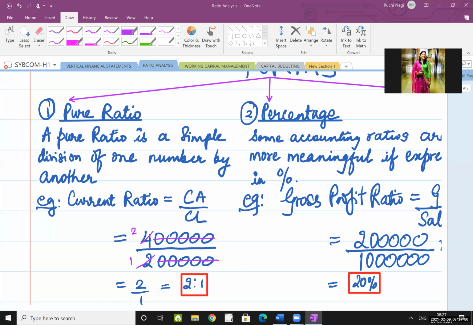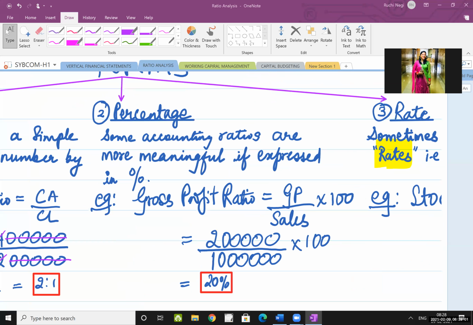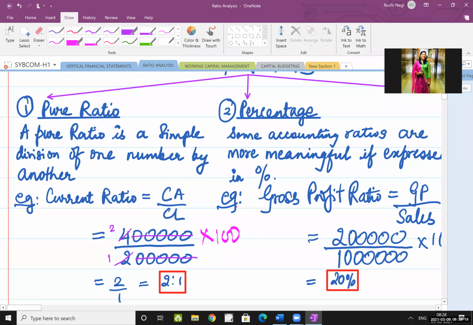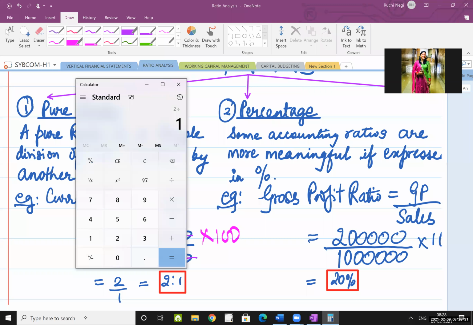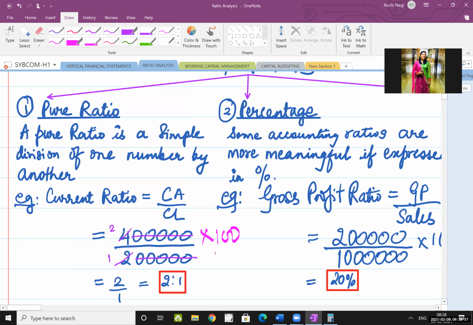Next come to percentage ratios. Some accounting ratios will be more meaningful if expressed in percentage. Like the example I just gave, 2:1. If I want this 2:1 in percentage, the same ratio, and I multiply the formula by 100, it will be expressed in percentage. See, I'll show it to you. I wrote 2:1, so if I do 2 divided by 1 into 100, it becomes 200%. So the same thing I get in percentage.